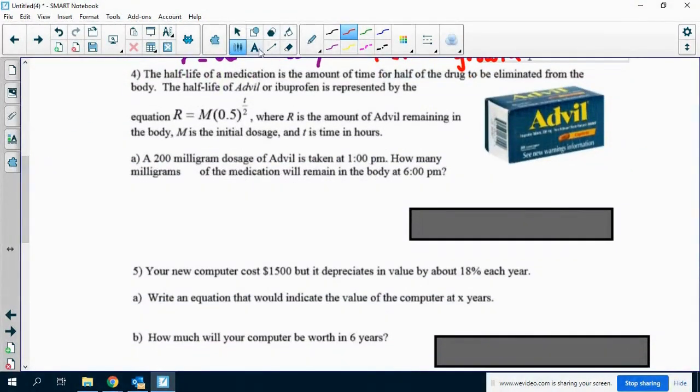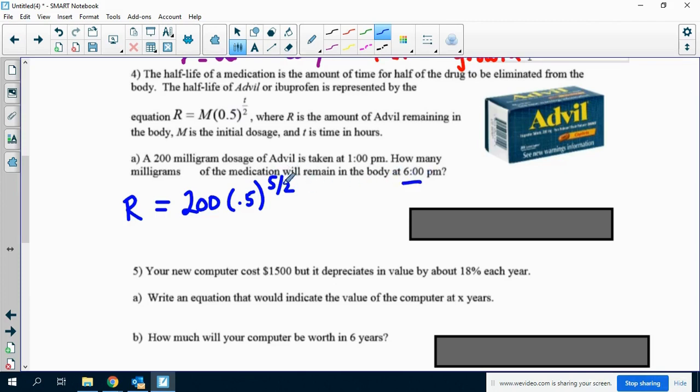A couple example word problems. Most of the time, you will be able to use your calculator on these things. But here's just an example. So half-life of Advil is represented by R equals M times 0.5 to the T over 2. M is the initial dosage, and R is the amount of Advil remaining in the body, and T is the time in hours. So if you take a 200 milligram dosage, that means M is the initial dosage of 200, and then we have 0.5 to the 5 halves. That will equal R. So that's basically what we want.